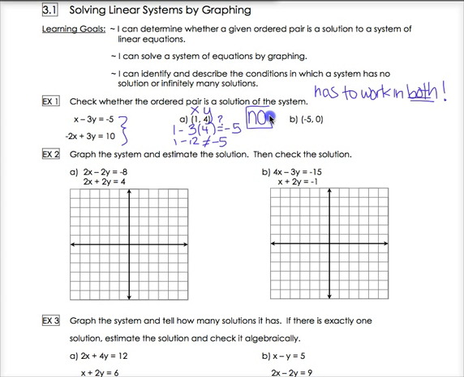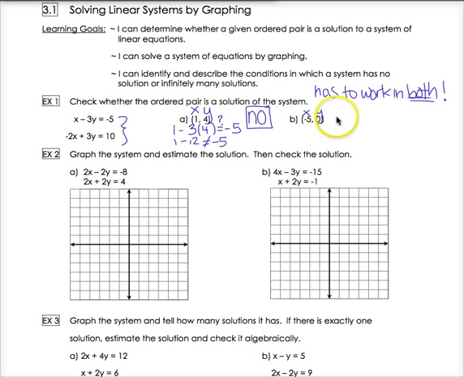Yes, you do have to show me work on these. No more than what I just showed you, but you do have to show me that you plugged it in and that you know why it's a yes or a no. So why don't you try B, plug -5 in for your x, 0 for your y into your first equation. See if it's a solution. If it is, plug it into the second one and check it. And then unpause and see if you've got it correct.